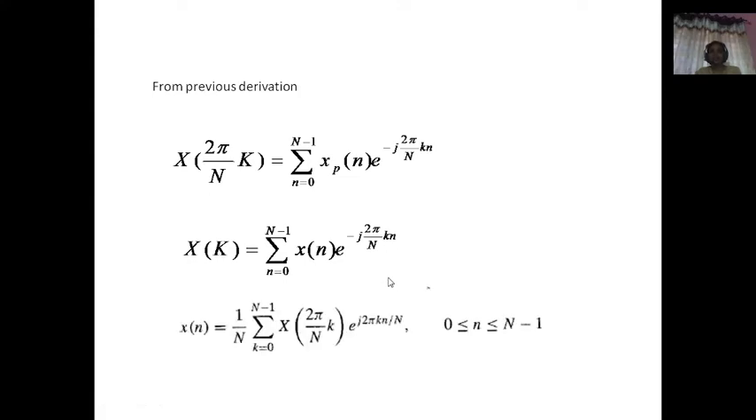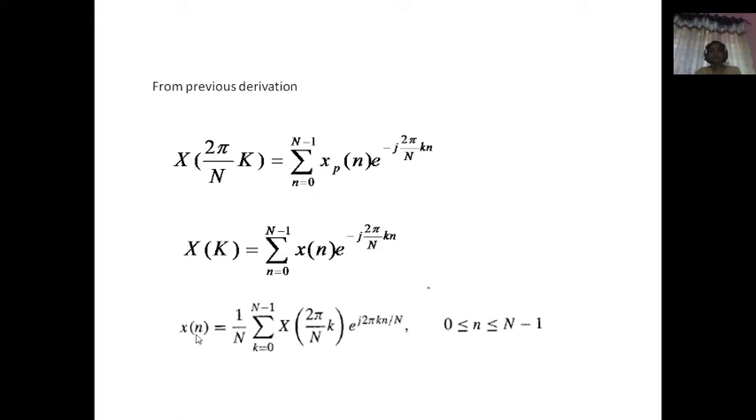Here 2 pi by N k is an index used to represent discrete locations of a frequency, so instead of writing 2 pi by N k, since it is common, we can use just k also. X of k equals the summation n equal to 0 to N minus 1 of x of n e power minus j 2 pi by N k n. Then the inverse DFT.